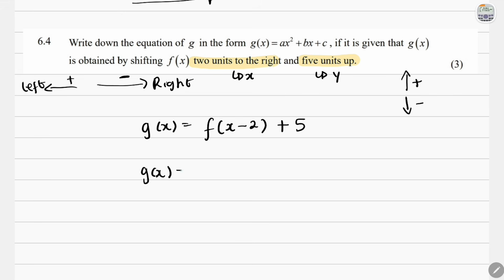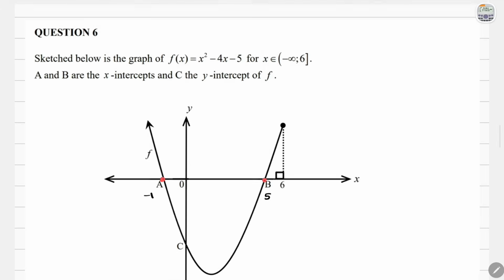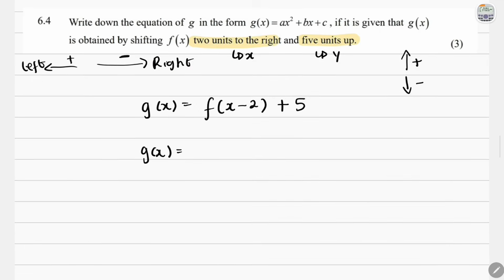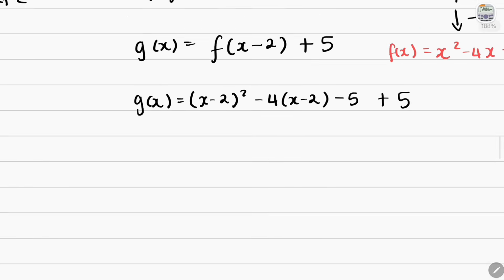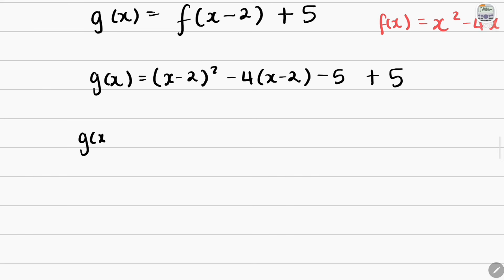So g of x is equal to, and we're looking at the graph of f of x, which looks like this. So let's just rewrite that down somewhere. In place of x, what this is saying is whenever you see x, replace it with x minus 2. So here is our equation. We're going to say that's x squared, so that's x minus 2 all squared, and then minus 4x, and then that's x minus 2, and then minus 5, but then here we have plus 5. So you're going to add 5 to everything else. So plus 5.